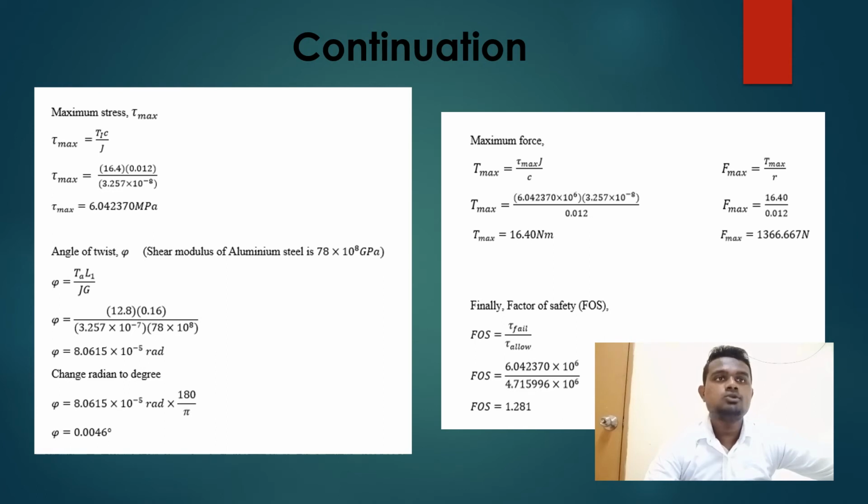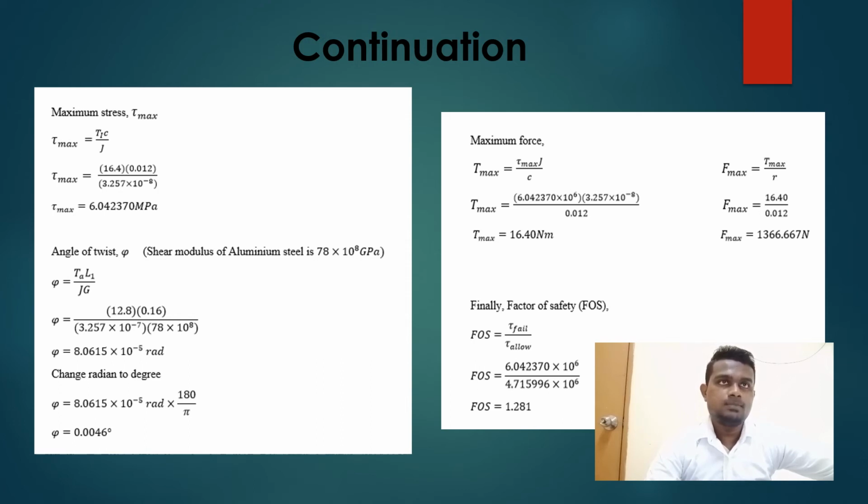So now we need to change the unit from radian to degree. So we got the answer 0.0046 degree. And after that, we need to find the maximum force. For the maximum force, we need to find the maximum torque first. So maximum torque equals tau max times J divided by C. We got the torque max. Torque max is equal to 16.40 Newton meter.